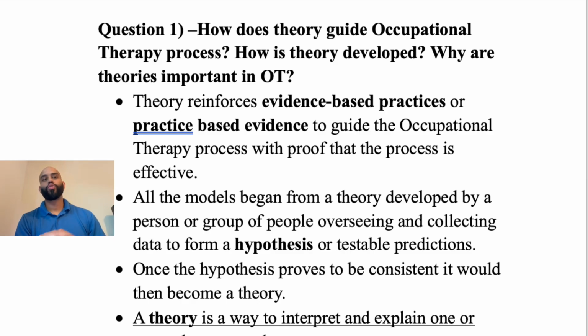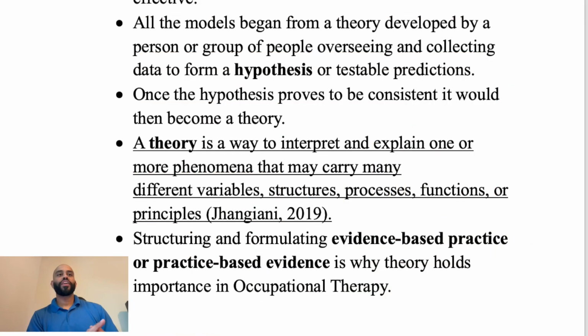by a person or a group of people overseeing and collecting data to form a hypothesis or a testable prediction. If the result of the hypothesis were consistent enough, it would then become a theory. According to Ravi Jajjani in 2019, a theory is a way to interpret and explain one or more phenomena that may carry many different variables, structures, processes, functions, or principles. All of these many types of variables would need to be tested to be used in an evidence-based practice. The result of these theories that become evidence-based practices is why a theory is important to us in occupational therapy.